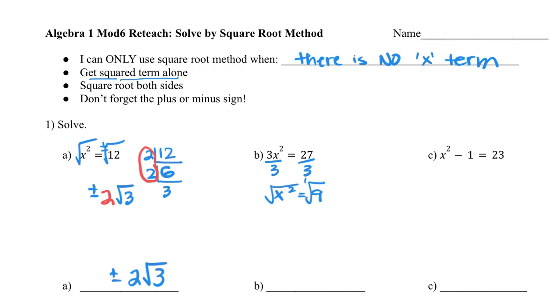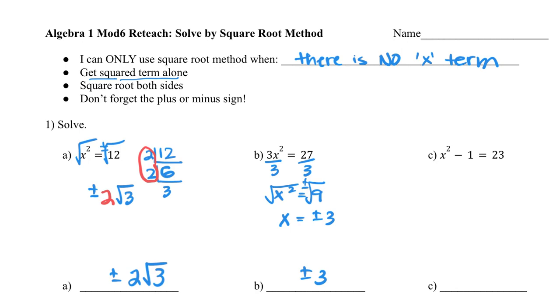Don't forget your plus or minus. And hopefully you recognize here that 9 is a perfect square, so the square root of 9 is 3. So I get x is equal to plus or minus 3. So plus or minus 3 is my answer.